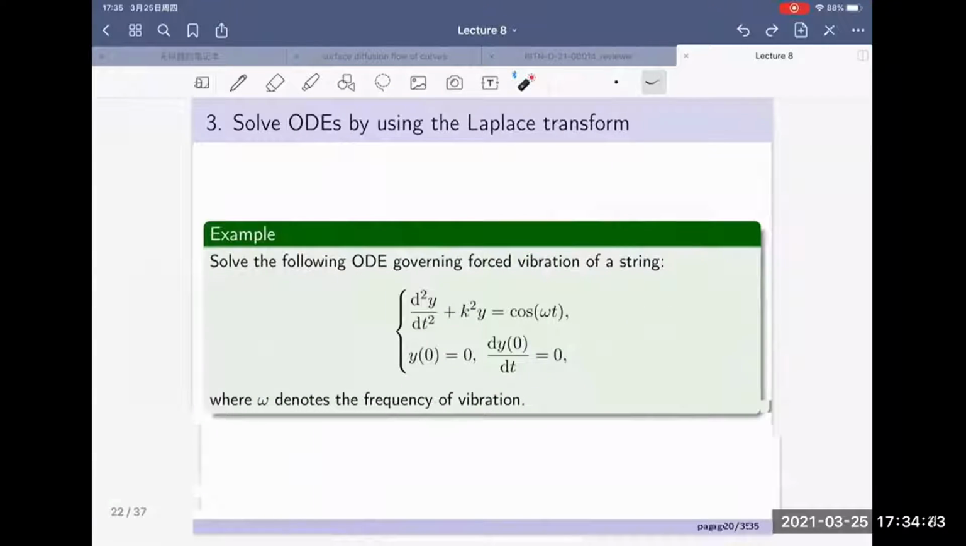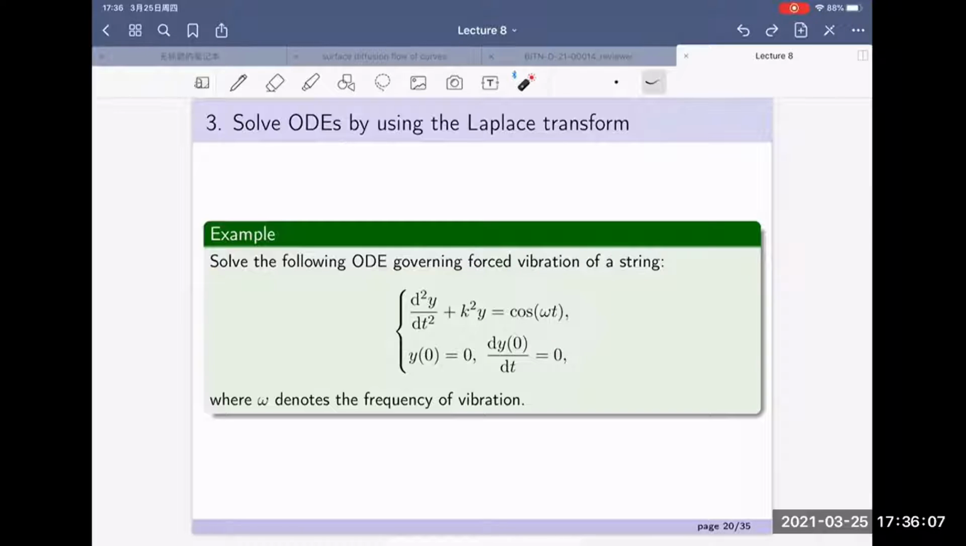Okay, let's look at this example. So you want to solve the differential equation governing the forced vibration of a string. We have seen this equation in previous lectures. This equation describes the vibration of a string under a given force. The right hand side is the force acting on the string.